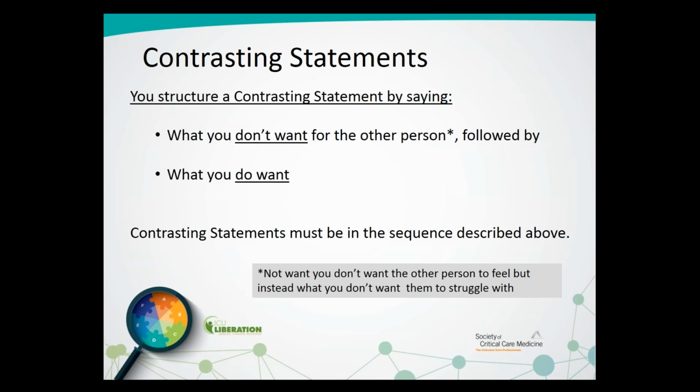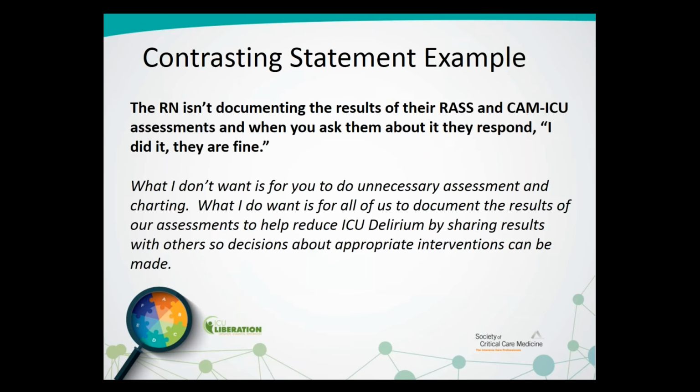So what you want to say is what you don't want them to struggle with, what you don't want them to have to think or struggle with, followed by what you do want. So that sequence there is critical. So it's first what you don't want for the other person, and then what you do want. The example is on the next slide.